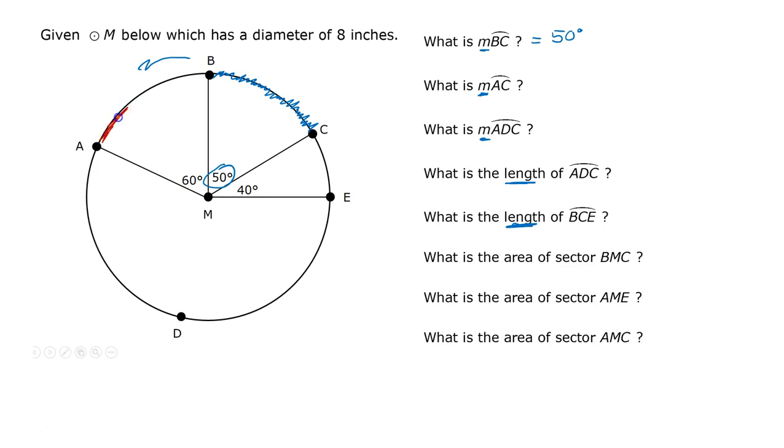AC is this entire arc right here, which does make up a part of BC. So I'm looking at this angle right here as its central angle, and I can see it's made up of 60 and 50, so it's 110 degrees. So this would be 110 degrees.